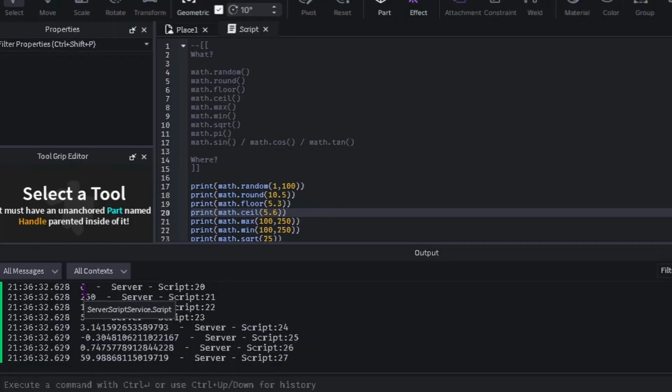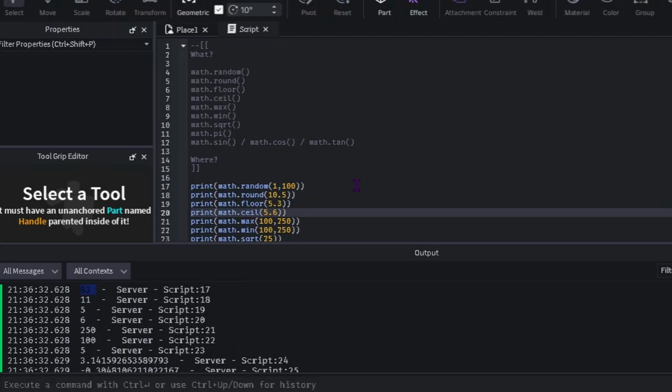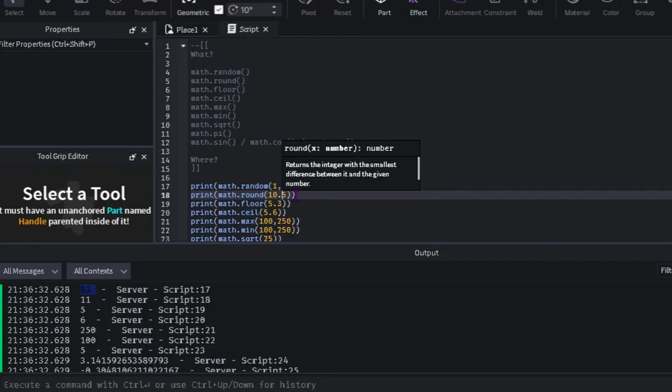As you can see in the output of the console, we can see 6. Oh, my bad, it's 83. Yeah, so 83 is a random value that it returned and it's showing in the output. Next one is math.round(10.5). It just rounds the value how we normally round it off. So if the number after the point is greater than or equal to 5, then it will round up, but if it's less than 5, it will round down.